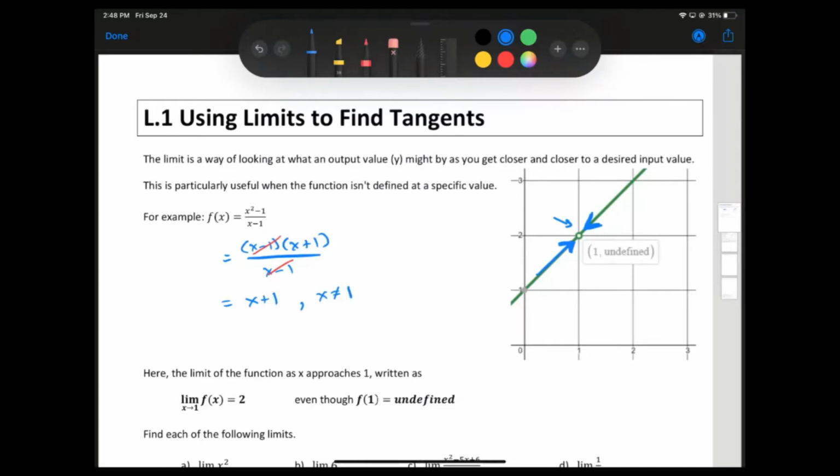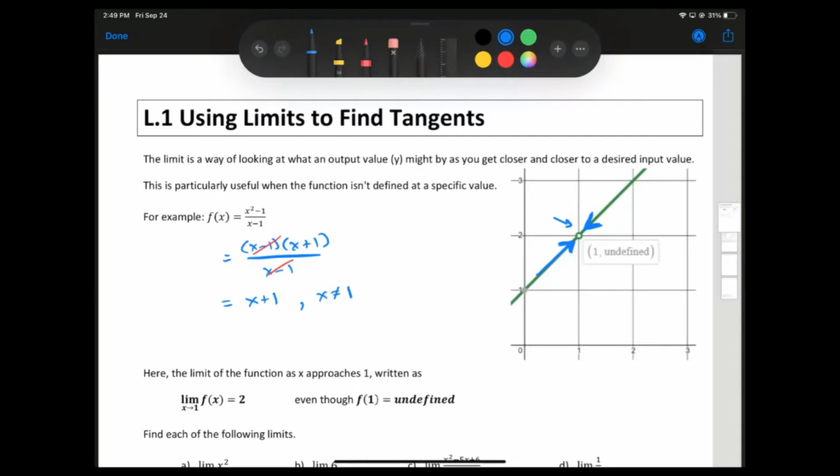And you can test that by punching in numbers like 0.9999999. Plug in 0.99999, you get out 1.99999, which is really, really close to 2. And if you're on the other side, you can plug in 1.0000001, and what you're going to get out is 2.00001, and it's also very close to 2. So it definitely appears to be approaching 2.